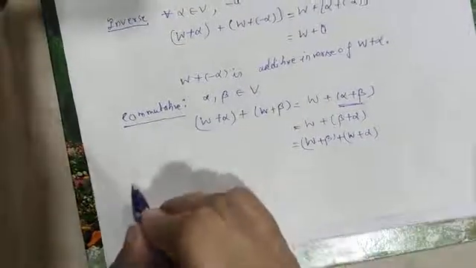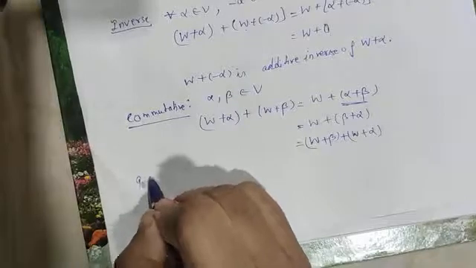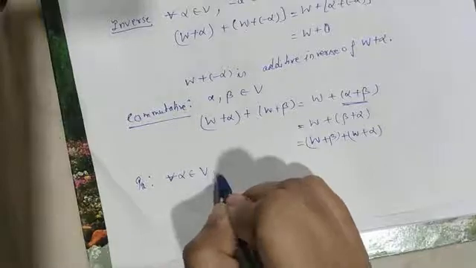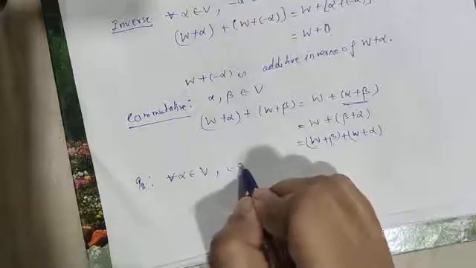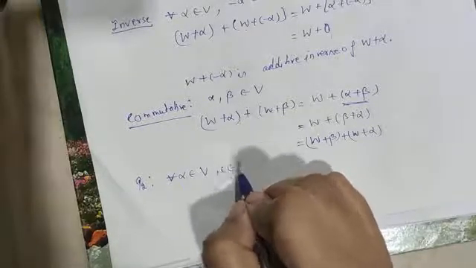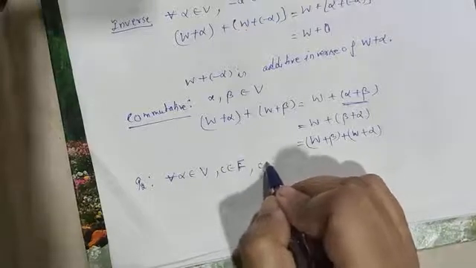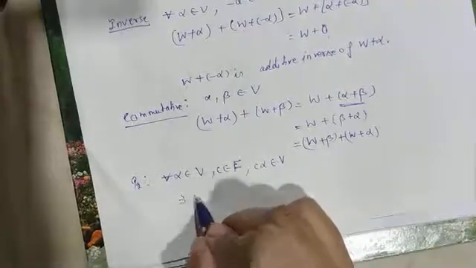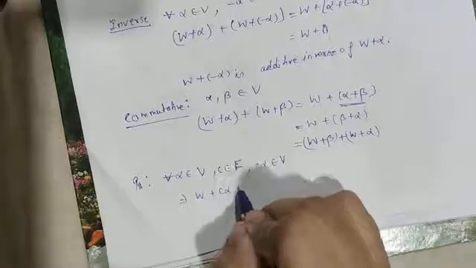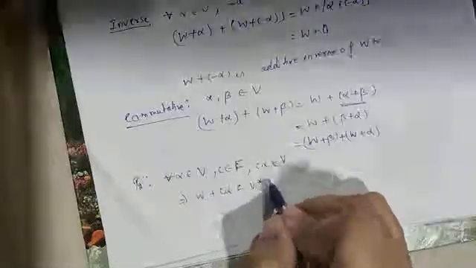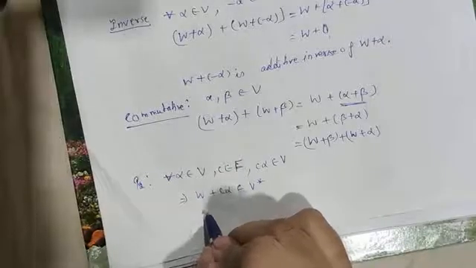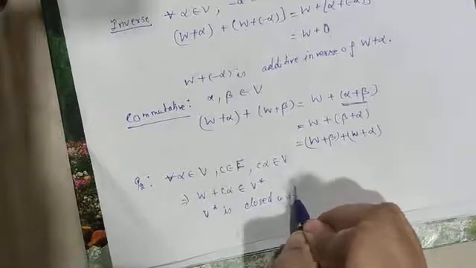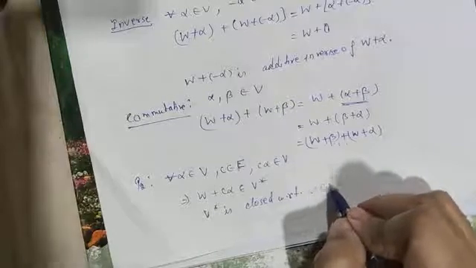Now next, for all alpha belongs to V, for C belongs to F, we have C alpha belongs to V, and this will imply W plus C alpha also belongs to V star. So V star is closed with respect to scalar multiplication.